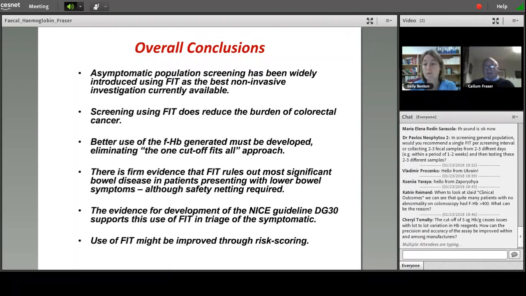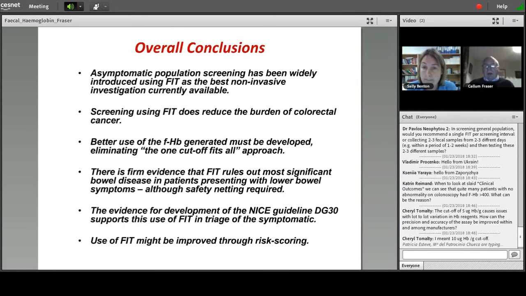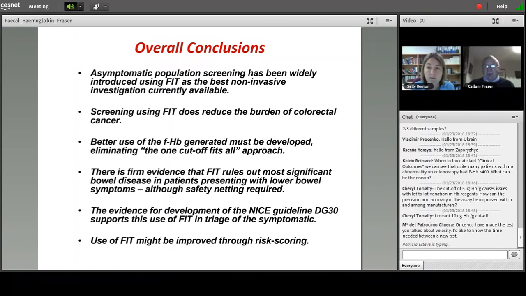The other interesting situation is that some would suggest that rather than collecting 2 or 3 specimens, you collect one specimen but use a lower cutoff point, a lower threshold than you would use with 2 or 3 specimens, giving a similar yield of cancer and higher risk adenomas.